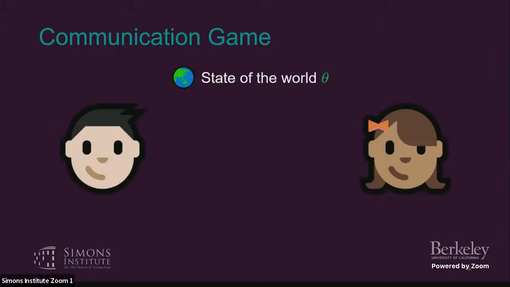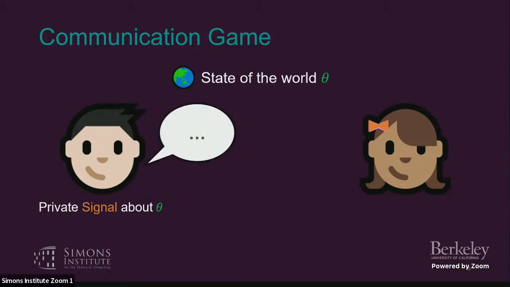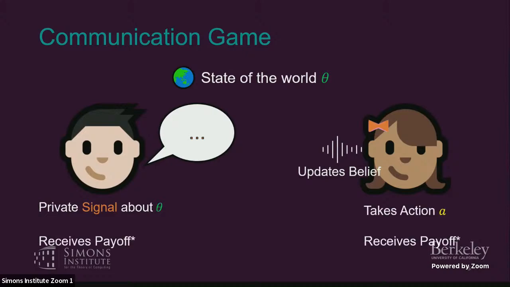The sender is more informed. He gets some private signal about the state of the world, and then he's going to communicate something to the receiver. The receiver hears this and makes a rational update. She updates her belief in a Bayesian way, let's say, and then she's going to take some action A. And both the agents are going to then receive their own payoffs. Importantly, the payoffs can depend on both the state of the world theta and the action taken by the receiver.